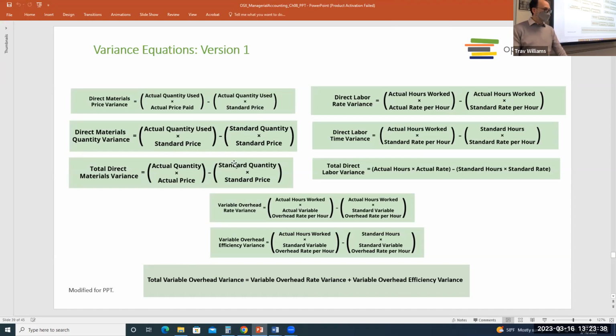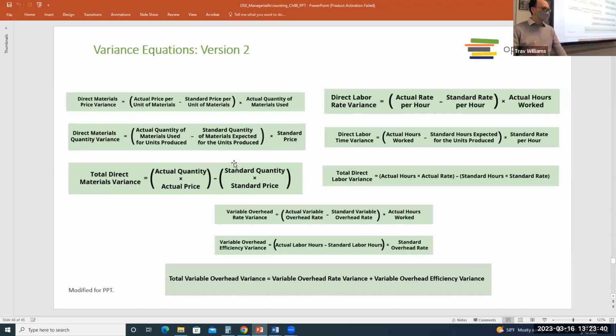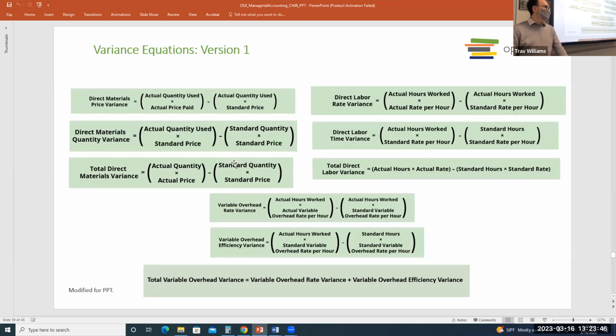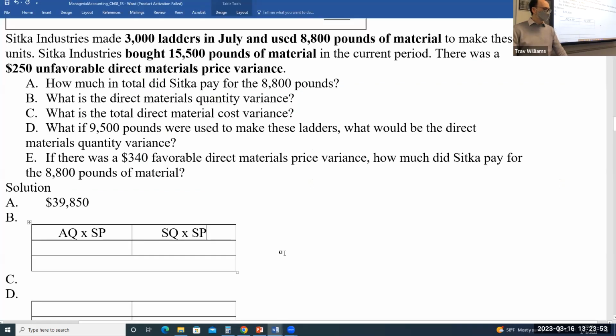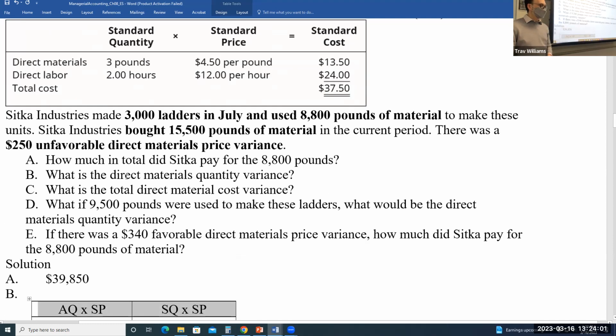And by the way, there's also on the next slide, the simplified version of these formulas. I actually find it easier to use the long form version in most cases. So even though it takes a little bit longer, I think it makes more sense. So that's what we're going to do. Okay, so to get this answer, put in the formula. Now we just fill in the information.